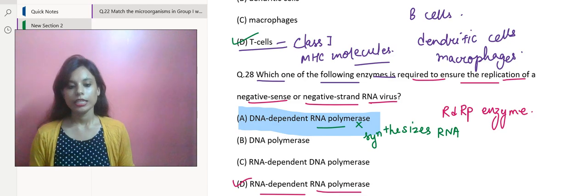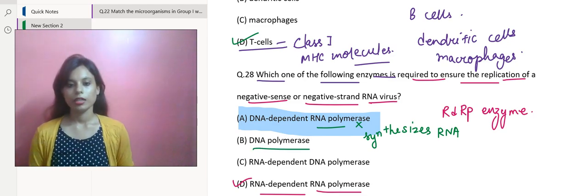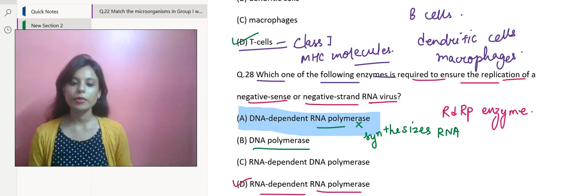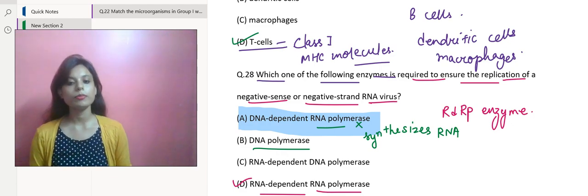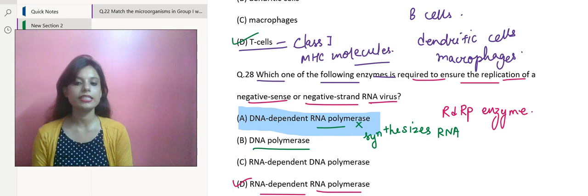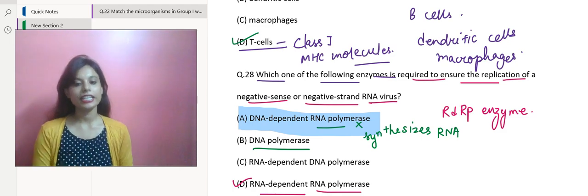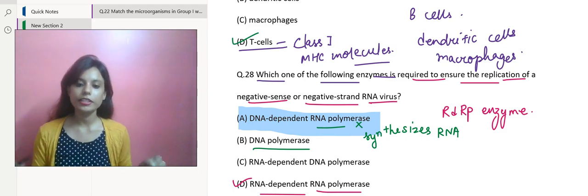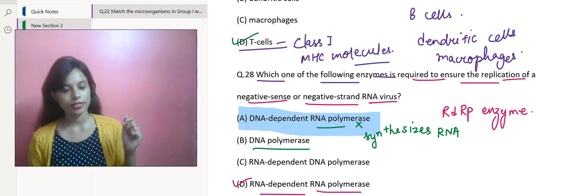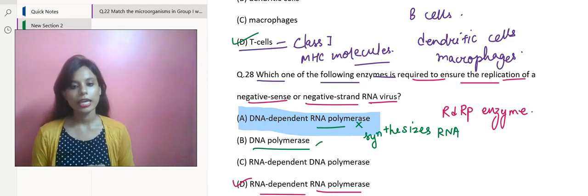Next, talking about DNA polymerase. DNA polymerase is incorrect because it is an enzyme that synthesizes DNA from a DNA template, and it is not involved in the replication of RNA viruses. That is why the second option is also incorrect.